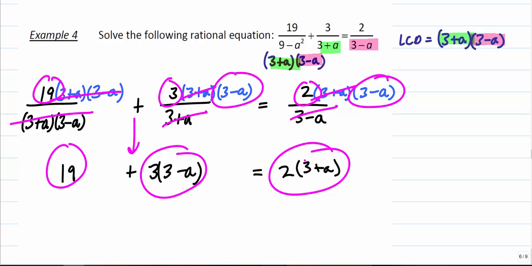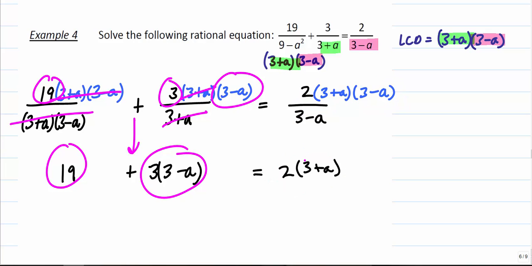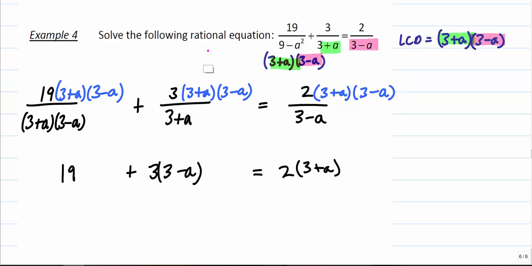I just don't like doing too many of those cancel marks because it gets really, really messy. So we should be able at this point to see that when we have something like this, those are going to cancel out, leaving me with 2 plus 3a. And here, these are going to cancel out, leaving me with 3 times 3 minus a. And then here, these are both going to cancel out, leaving me with 19.